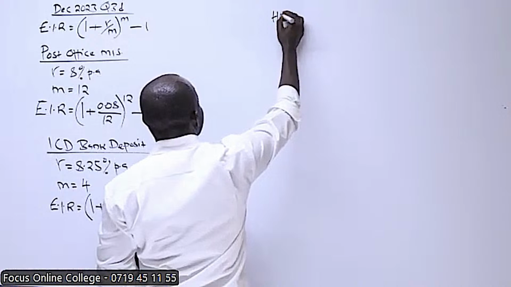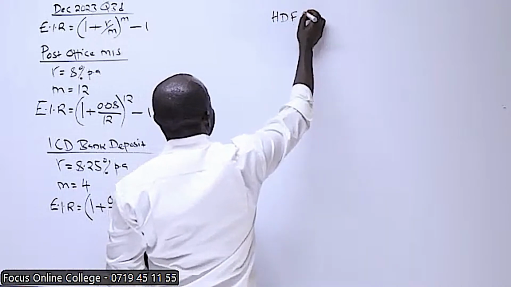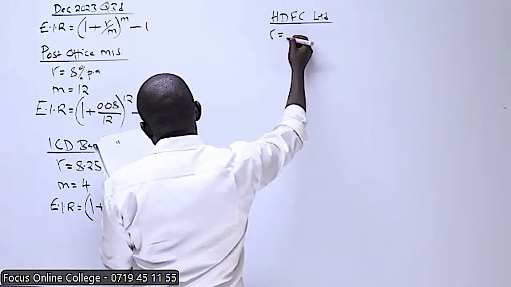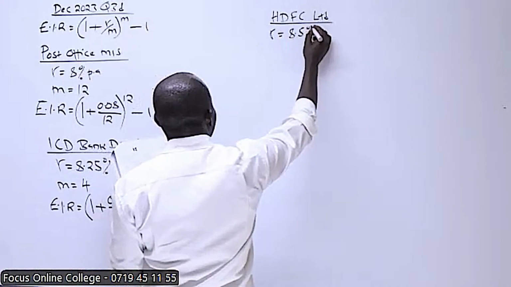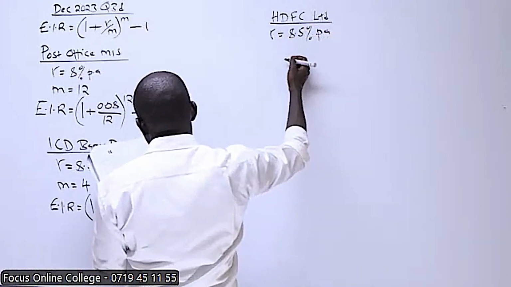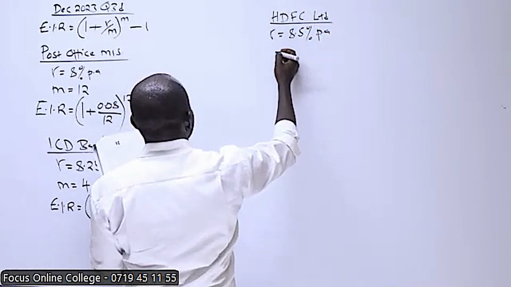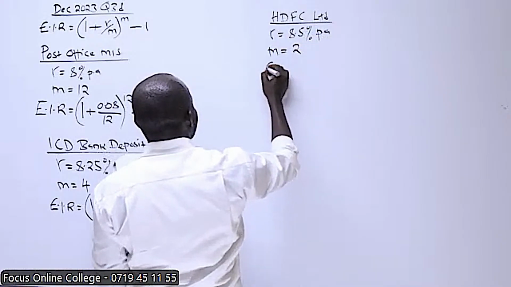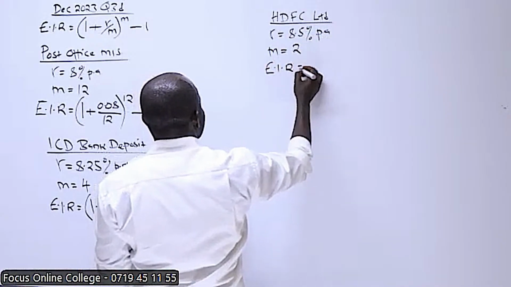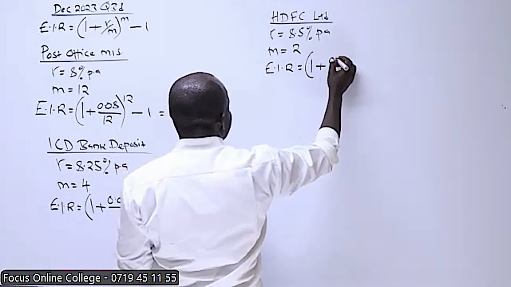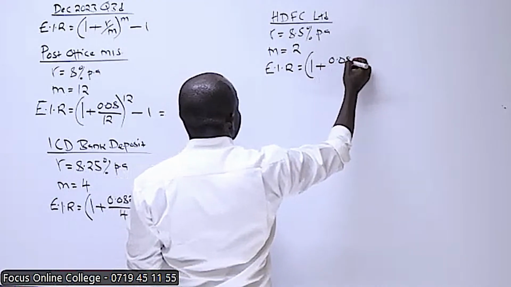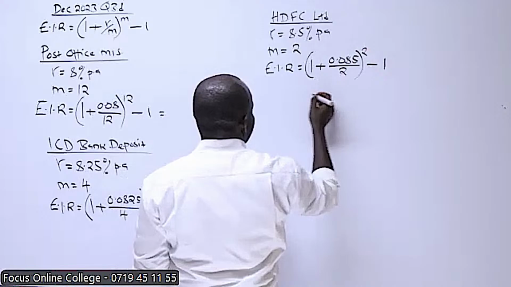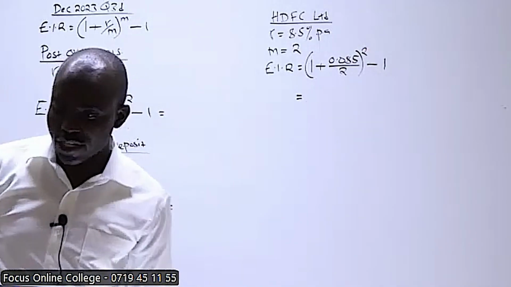And the last one is HDFC Limited. Here the nominal rate is 8.5% per annum and half yearly. So here compounding occurs semi-annually, so it must be 2 times in a year. Effective interest rate is equal to (1 plus 0.085 over 2) power 2, minus 1. So now let's compute.